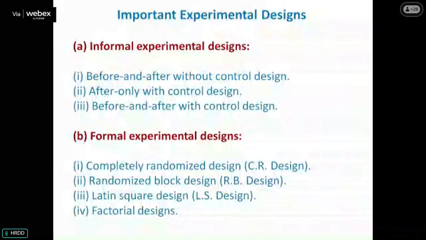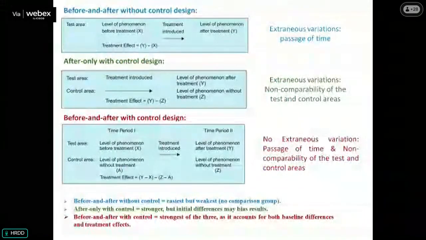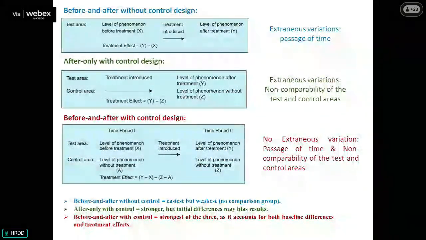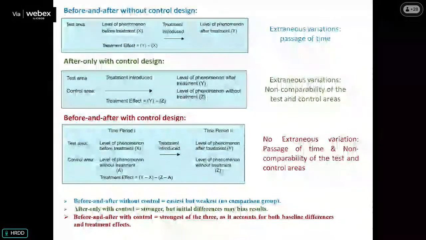So informal experimental designs are of three types. Okay. What are those? We define those. First is before and after without control design. So we have it without control, only an experimental test area, no control area. Right? We do not have a control area where we are testing the usual condition and eliminating the extraneous problems. Okay. So here only one area is selected. The phenomenon is measured before and after. So that is where the name comes from, before and after without control design.